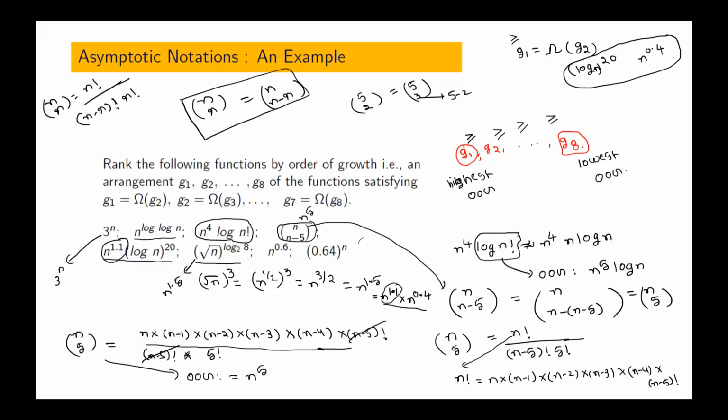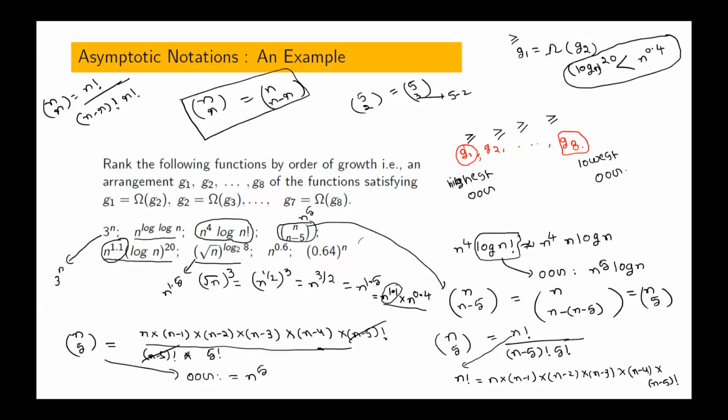Similar examples we have already discussed. Left hand side is smaller. This is smaller. Now, out of these two, which is overall smaller? n power 1.5 is smaller, or n power 1.1 into log n whole power 20? n power 1.1 log n whole power 20 is smaller than this. Okay.